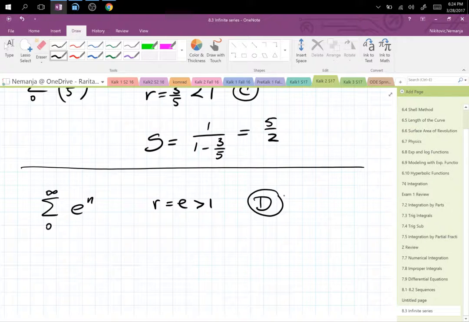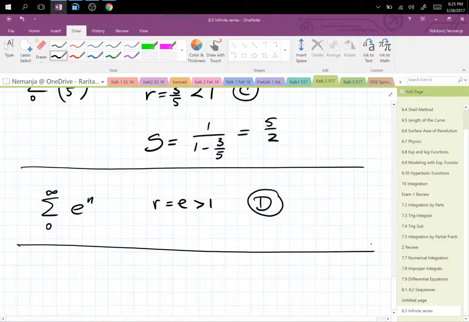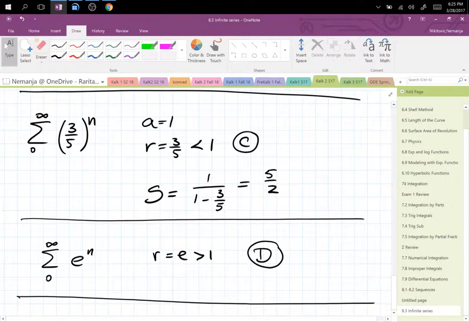Now, what am I adding? I'm adding e to the 0, which is 1, plus e squared plus e cubed plus e to the 4th plus e to the 5, and so on. I add them all to infinity, and they do add to infinity. When you do the previous one, it's going to be 1 plus 3/5 plus 9/25 plus 27 over 125, plus 81 over 625, and so on. When you keep adding those, infinitely many, they add to 5/2, they converge. The one below diverges.